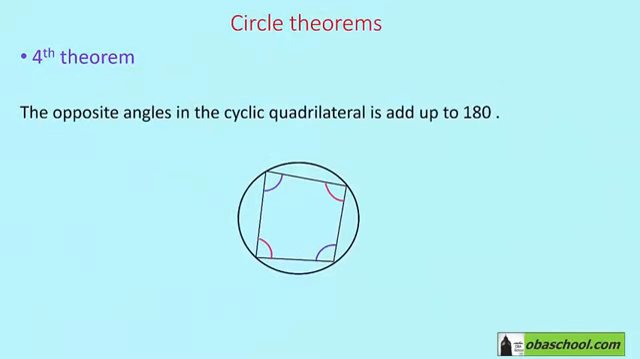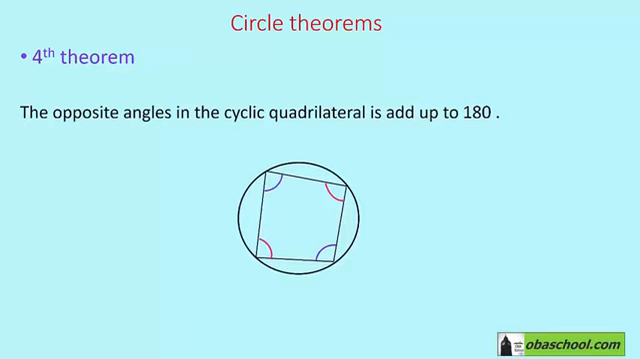Hello, and we are back in Shape and Space 4. In this tutorial, we will continue on with discussing other theorems than the ones we have discussed in previous tutorials. The fourth theorem says the opposite angles in a cyclic quadrilateral add up to 180 degrees.